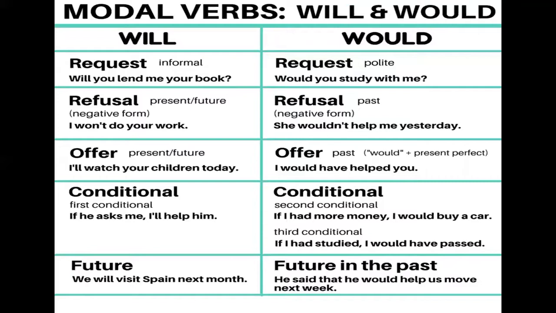Future: we will visit Spain next month. You have some planning in the near future. That's why you are saying we will visit Spain next month. Future in the past: he said that he would help us move next week. He said is the reported verb, and the reported verb is in past. If the reported verb is in past, then the reported speech will always be in past tense. So it will be he would. Would is the past tense of will.